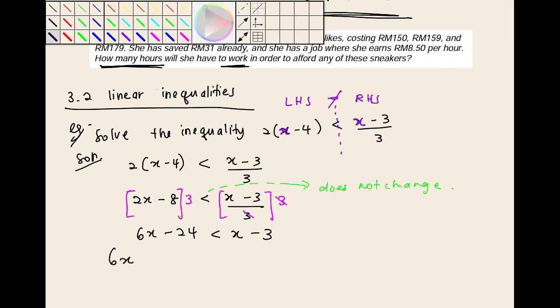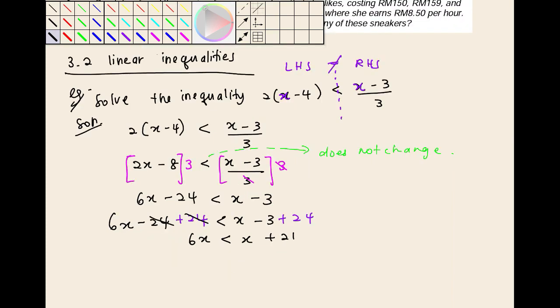So what I do is 6 minus 24 and then I do plus 24. I do plus 24 because I want to cancel 24. So that means on the right hand side, I have to do the same thing, plus 24. Now we solve for this one and I get this can be cancelled, leaving me 6x is less than x plus 21.